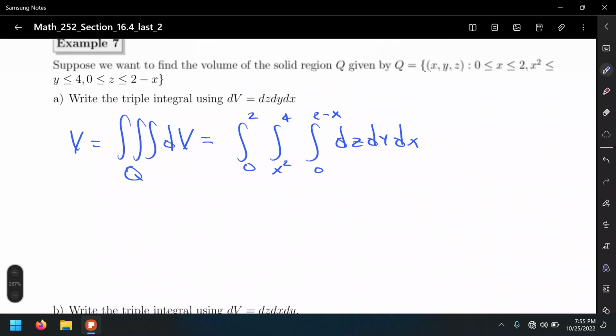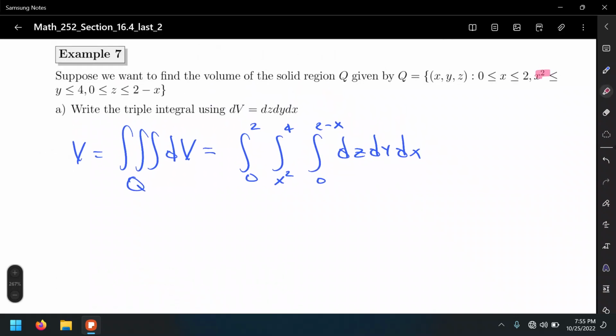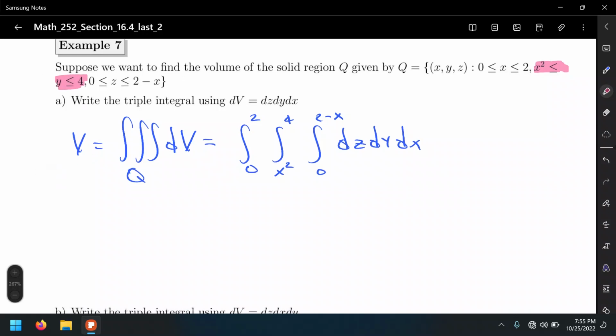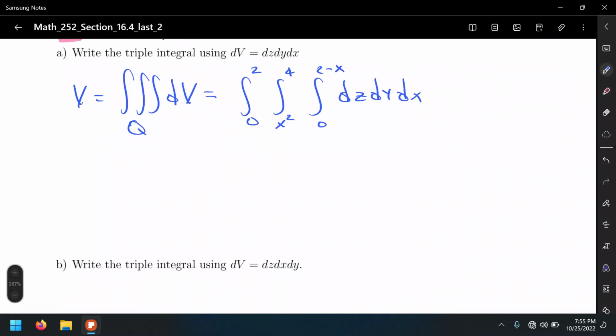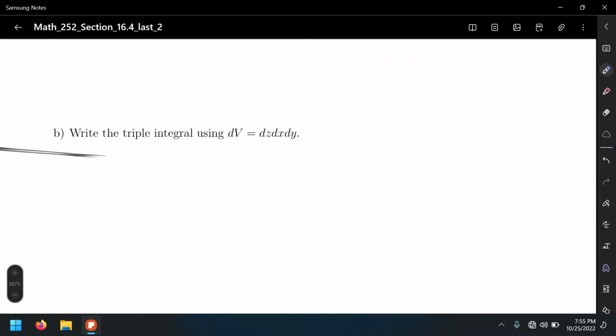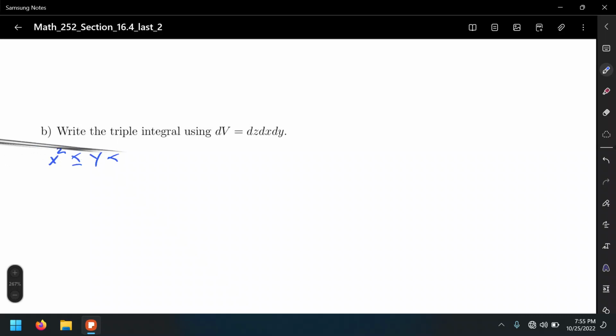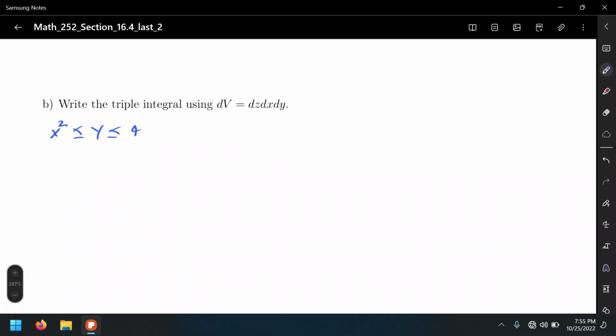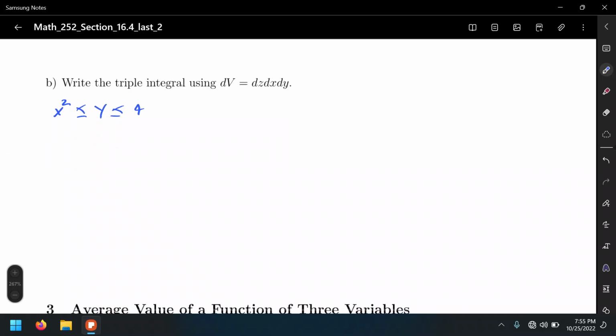And here is where we need to have a look at what's going on in the xy plane. So number one, let's look at this: x squared less than or equal to y less than or equal to 4. Let's find out what that is really telling us. If we break this up into two inequalities, this is telling us y greater than or equal to x squared and y less than or equal to 4.